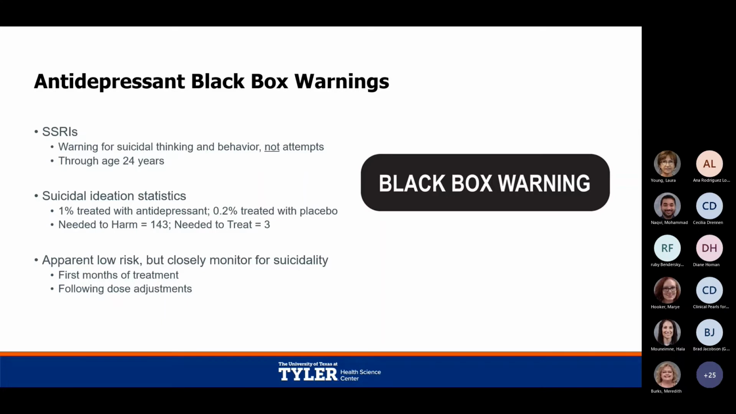So basically, despite the low apparent risk, you still just closely monitor for suicidality, which is recommended by the FDA, especially in the first months of the treatment and following dose adjustments. So you monitor for it, but don't withhold prescribing an antidepressant because of your fear of the patient developing suicidal thoughts or behaviors secondary to the SSRI use.